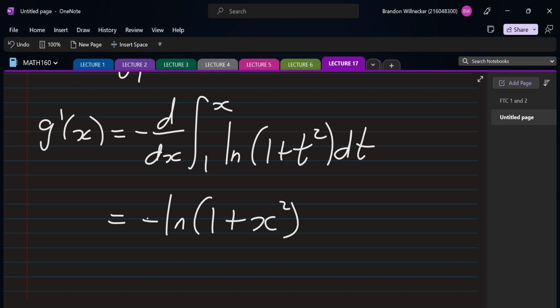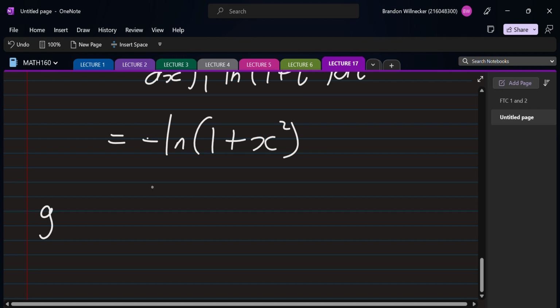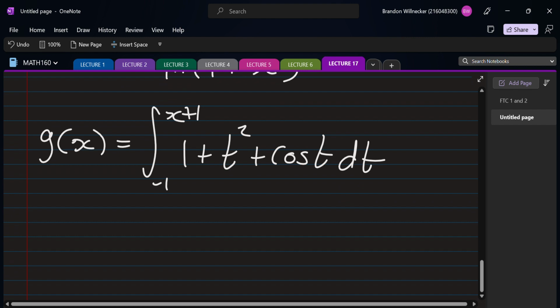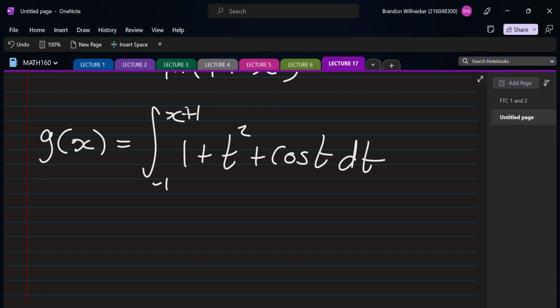Okay, a few more examples. g of x is equal to the integral from minus 1 to x plus 1 of cos t dt, with 1 plus t squared in the integrand. Again, a little bit more complicated because at the top here we have x plus 1. FTC part 2 says that the top part needs to be just x. Here we have x plus 1, not going to work. So to get this looking like what we want, we're going to make a substitution.